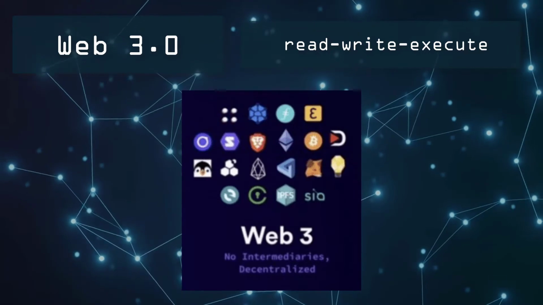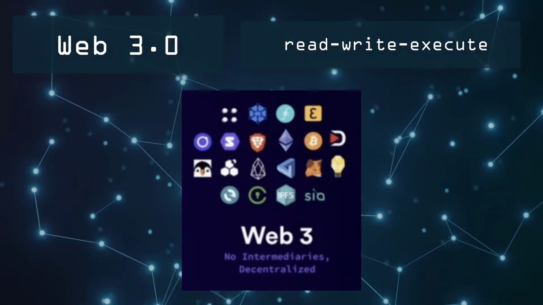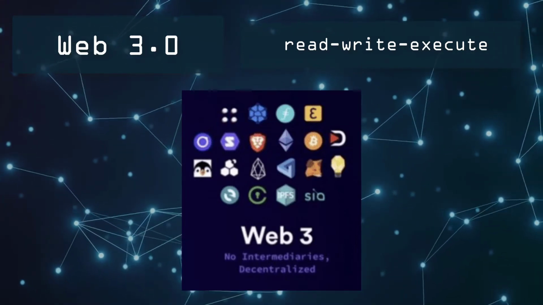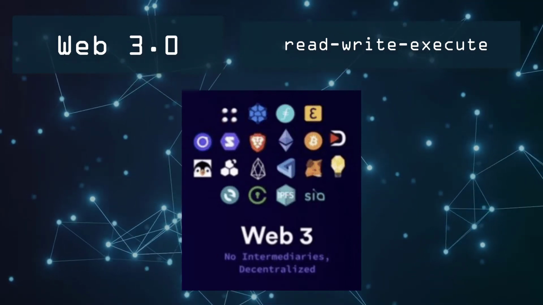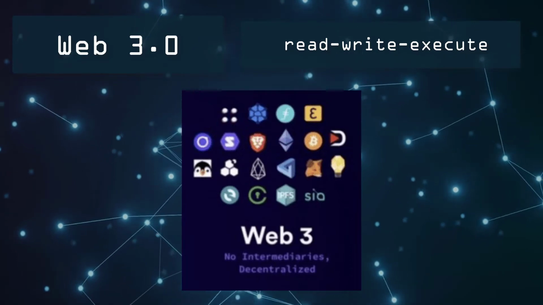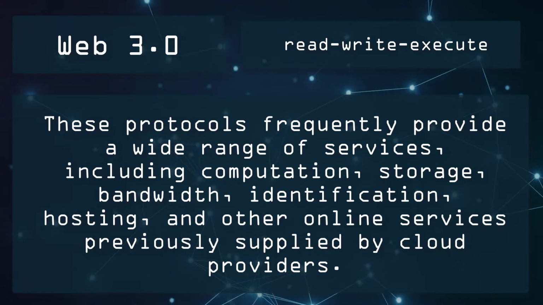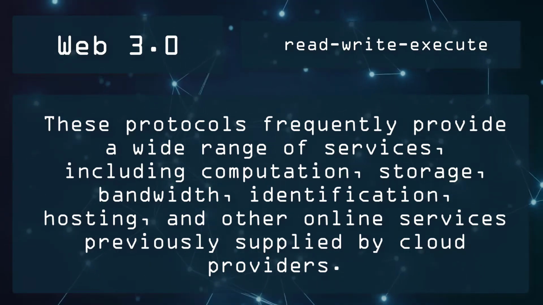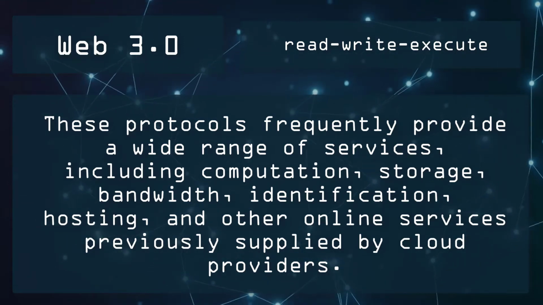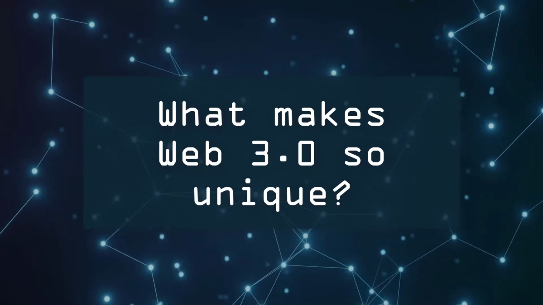You'll notice that when you hear about Web3, cryptocurrencies are frequently mentioned. This is due to the fact that many of these protocols include cryptocurrencies. Anyone who wishes to help create, control, or improve one of the projects is given a cash incentive, or tokens. These protocols frequently provide a wide range of services, including computation, storage, bandwidth, identification, hosting, and other online services previously supplied by cloud providers. So what makes Web 3.0 so unique?